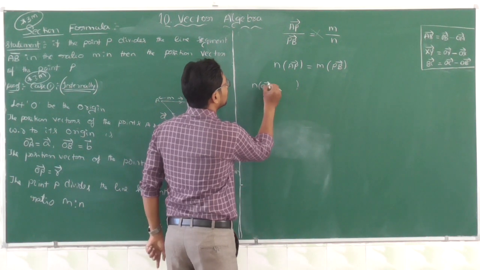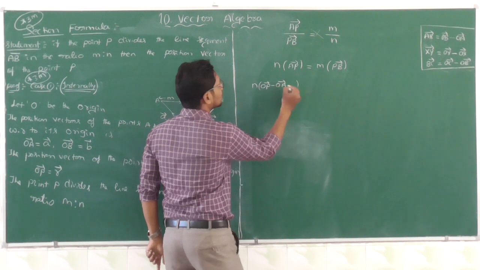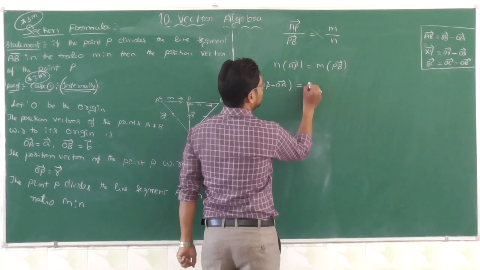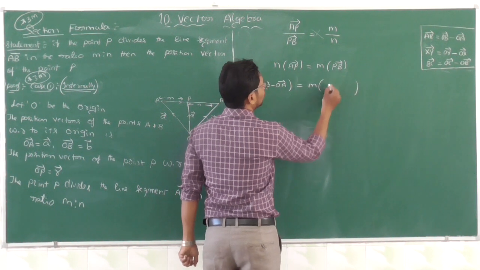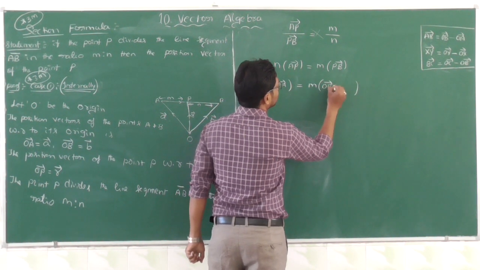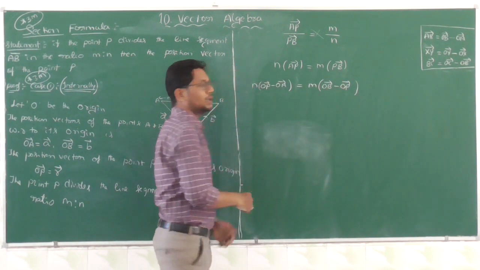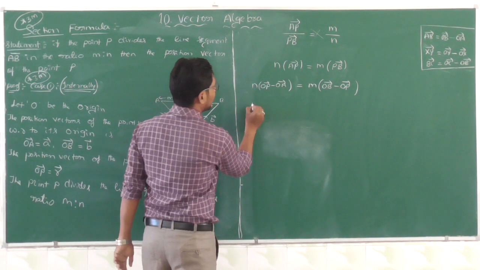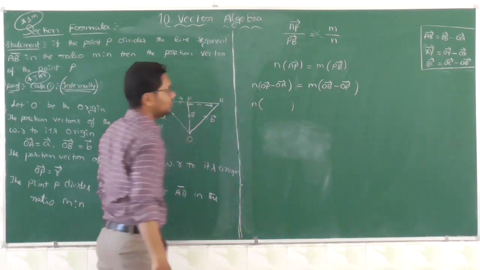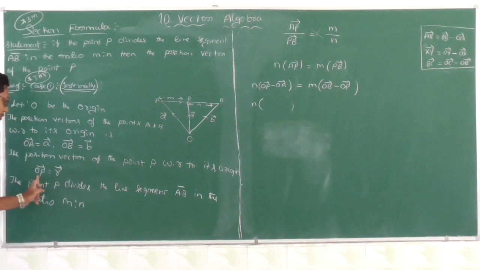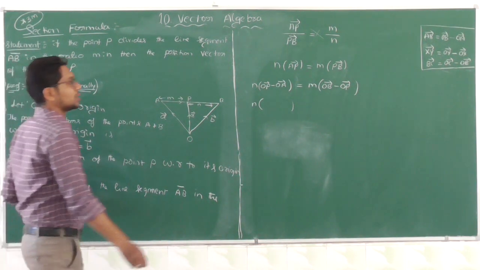OP vector minus OA vector equals, next, M into OB vector minus OP vector. Next, N into, you just substitute OP vector. OP vector is what? OP vector is R vector.